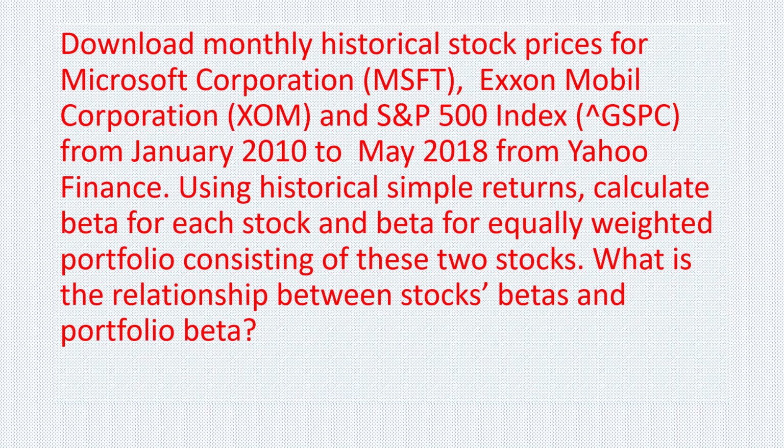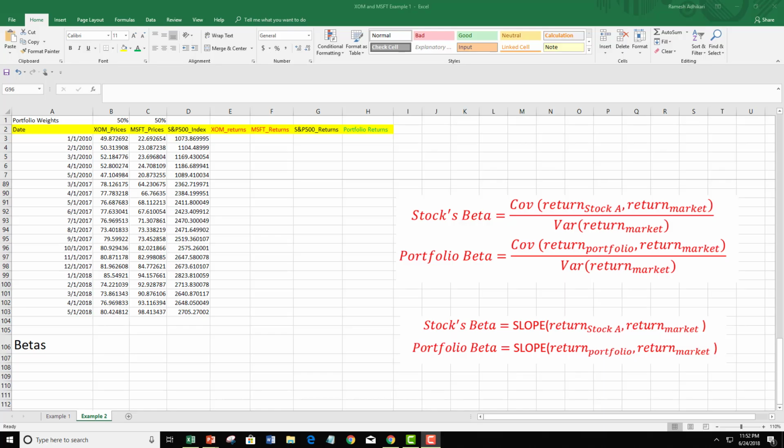In order to answer this question, we have to download historical stock prices for Microsoft, ExxonMobil, and S&P 500 index for the time period. Since I have another video explaining how to download historical stock price from Yahoo Finance, I'm not going to do it here. I want to start with an Excel file that has all the data we need. So let's start. So this Excel file has historical stock price for ExxonMobil, Microsoft, and S&P 500.